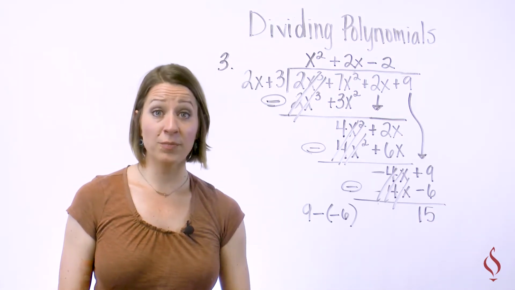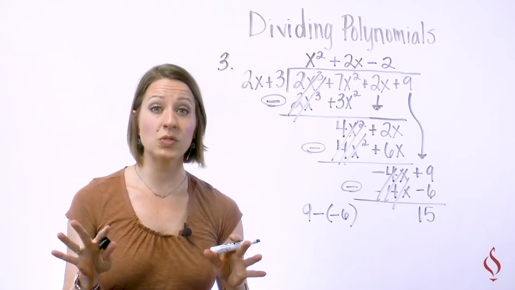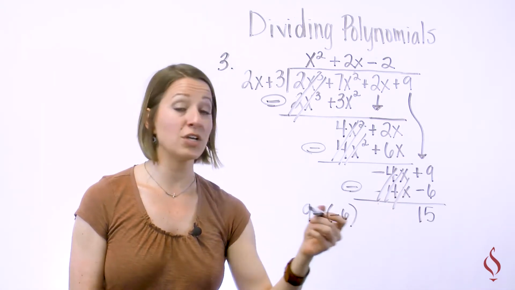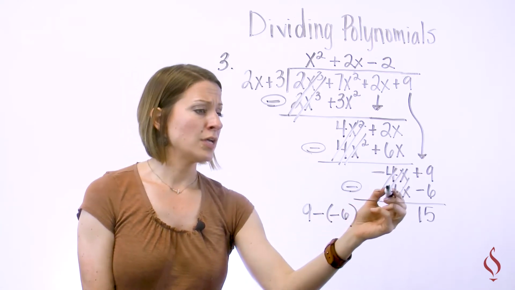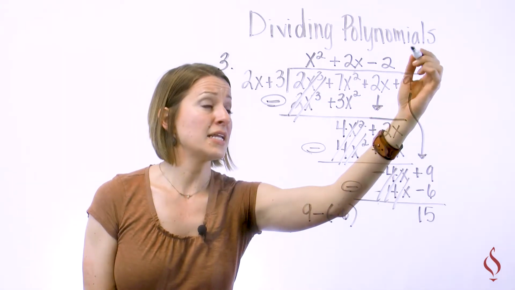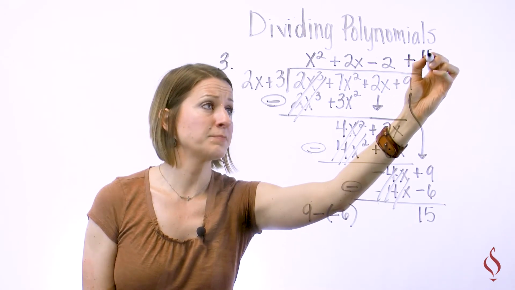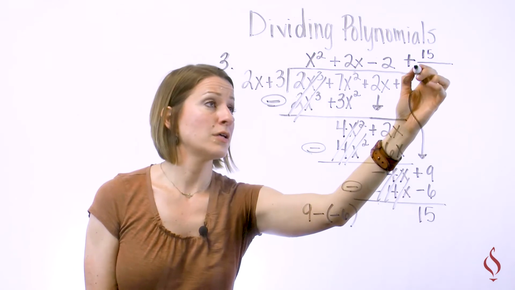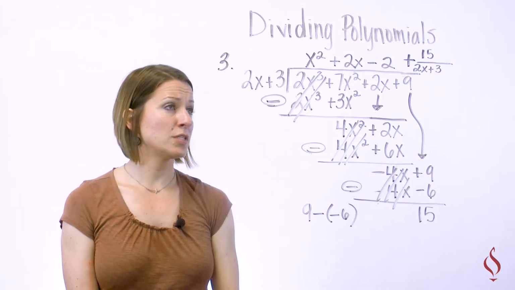Now this is the first time we have a remainder, but remember back to the first example of just the basic elementary school long division. We're going to take this remainder and put the remainder in the numerator and our divisor in the denominator. So here's what we're going to do. We first need to mark if this is a positive 15 or negative 15, and it is a positive 15, so because it's a positive, we're going to put a plus sign, and the 15 stays in the numerator, and then the 2x plus 3 goes in the denominator.